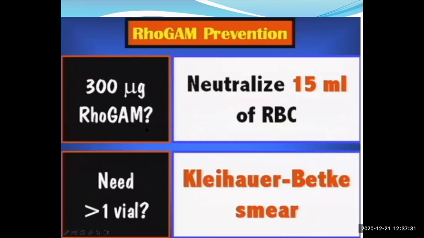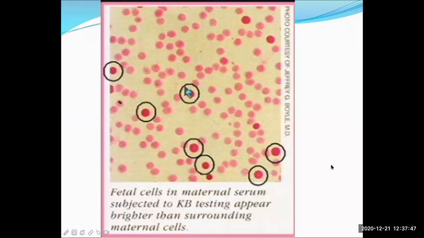300 microgram of RhoGAM can neutralize 15 ml of the RBC. And we need more than one vial, and that is determined by the Kleihauer-Betke smear. Okay, Kleihauer-Betke smear, this is the important one.